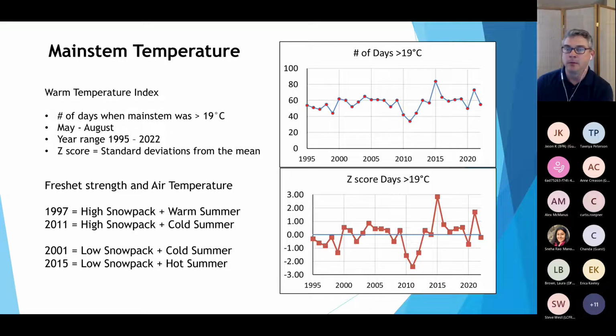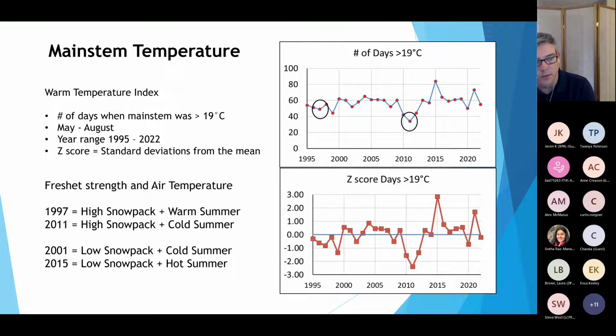So to put that into some context, here's a figure of the data for the number of days where we saw temperatures above 19 degrees Celsius for each year. On average, it was about 57 days. And this is just from May through August, and from the year range of 1995 to 2022. And I think that in summary of this, I say that in 1997, we had a high snowpack and a warm summer. And in 2011, we had a high snowpack and a cold summer. And you can see the impacts on temperature.